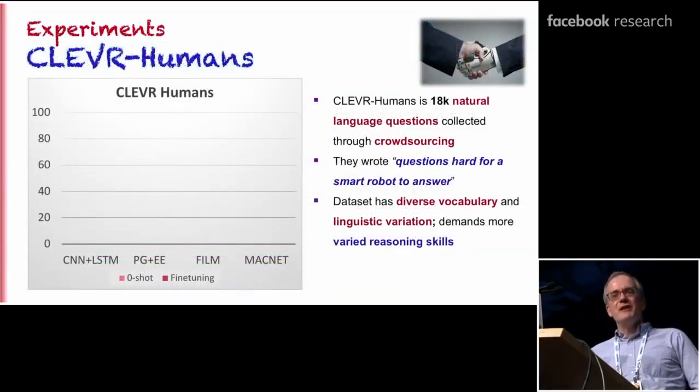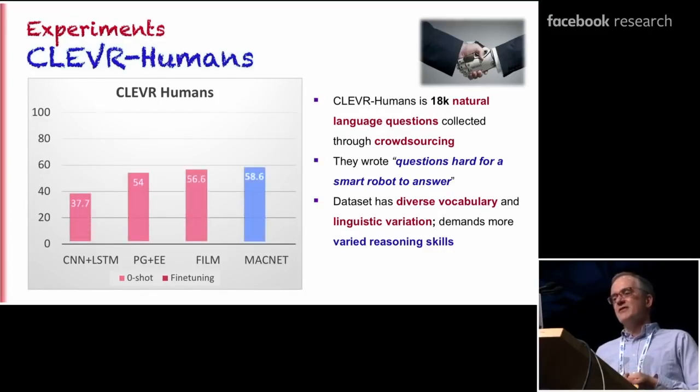Then here's our real human language, the CLEVR humans data set. So it consists of 18,000, a small number of real human language examples coming from crowdsourcing. So the humans were instructed to write questions that would be hard for a smart robot to answer. In particular, they were able to ask any kind of question which could be semantically quite different to the only 5 types that the systems were trained on. That data set was regarded as too small to actually train on. So the first thing people have done is just a blind transfer task, and here are the results from that.